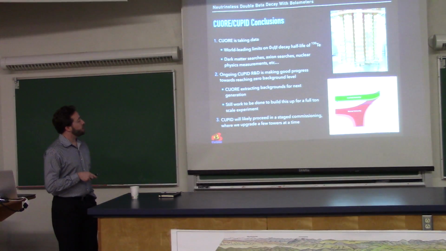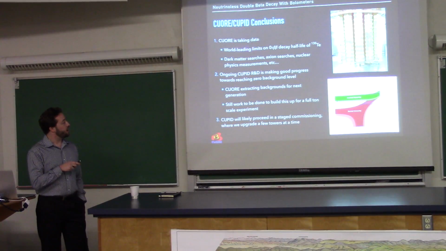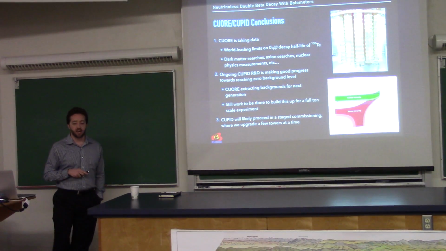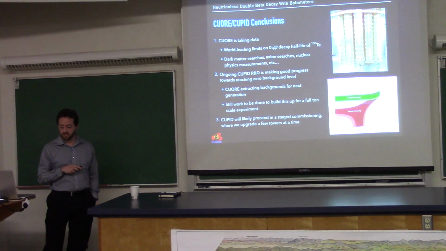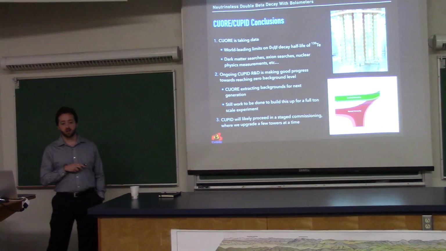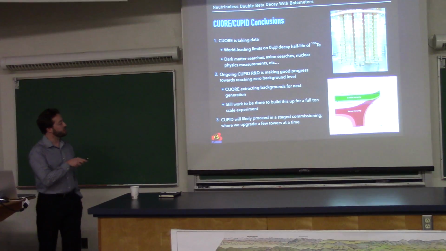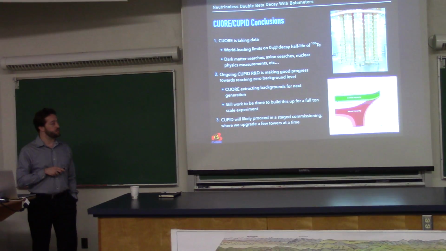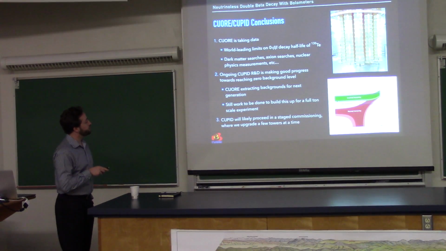So to conclude on the Quarry and Cupid side of this, the main takeaways here is that Quarry is taking data. So far we have begun setting world-leading limits on neutrinoless double beta decay half-life of tellurium-130. Something I really didn't have time to talk about, but is additional physics that we can do. We actually have dark matter searches. We have axion searches. This one is really interesting. If you're interested, we can talk about it afterwards. As well as just normal standard model nuclear physics measurements that we intend to make. So the next 5 years will be really mining the data set that comes out of Quarry and doing a lot of interesting physics there.